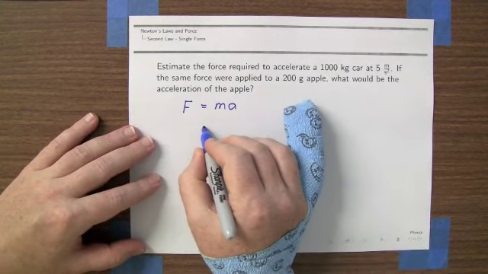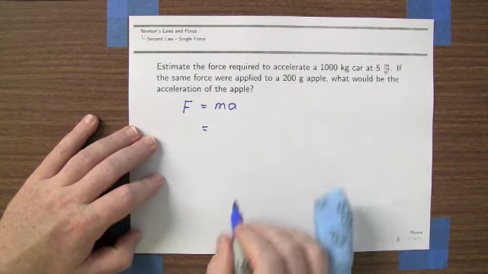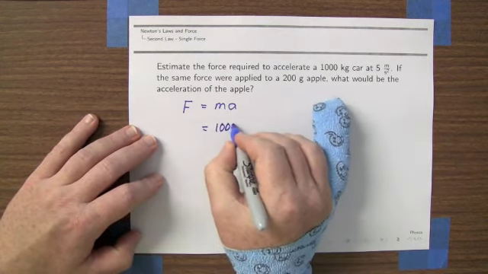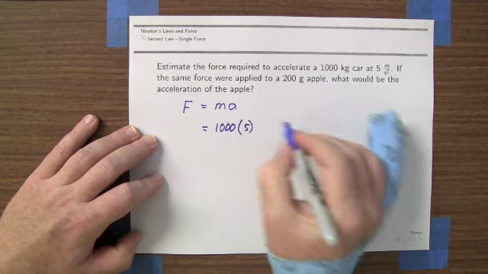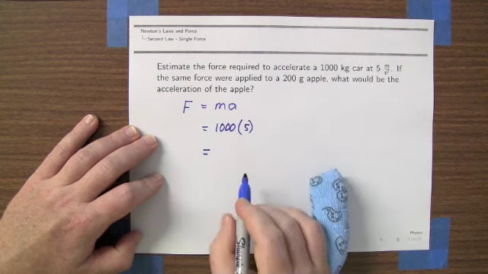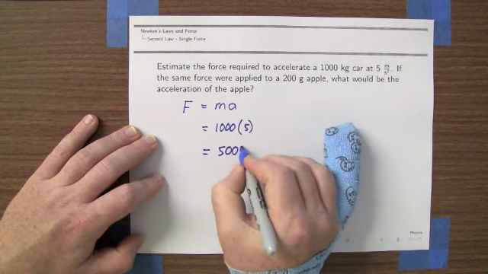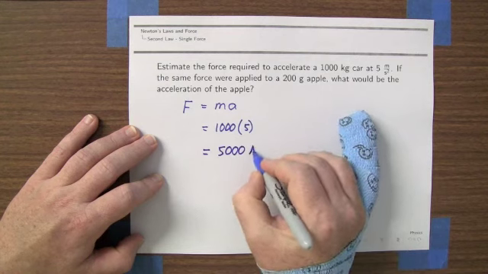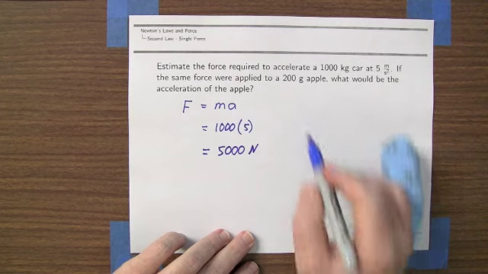So in our case, the mass is how much? 1,000 kilograms, okay? The acceleration is? 5. So that means the force is how much? 5,000 what? Newtons, okay? So that's the first part.